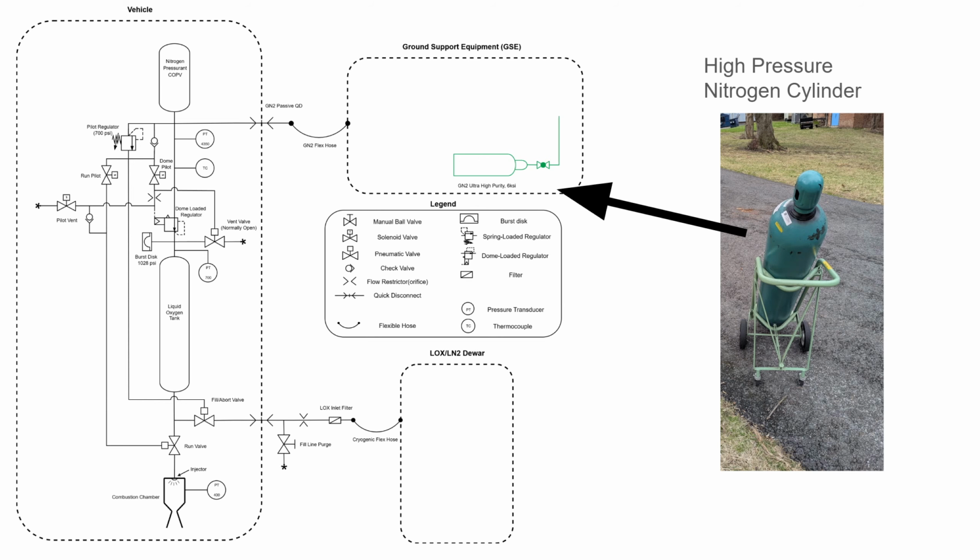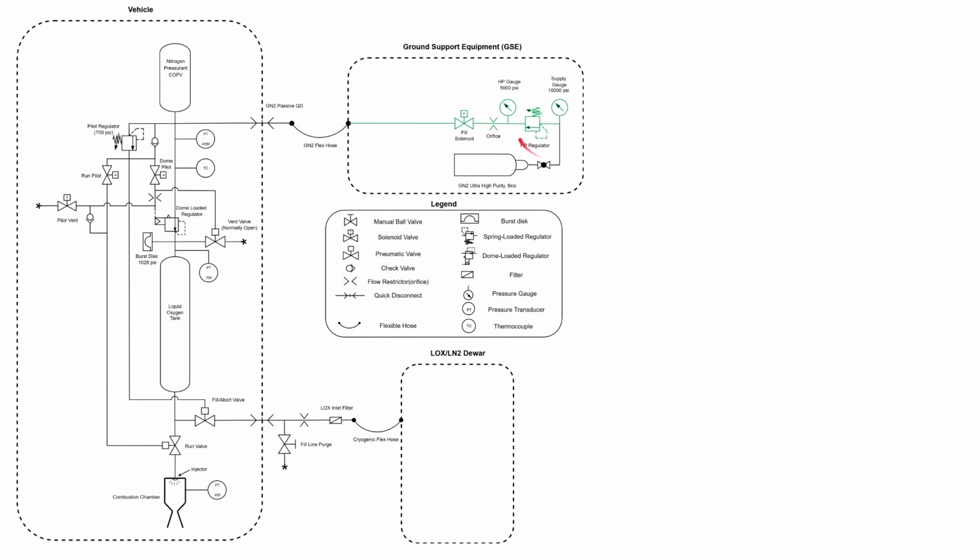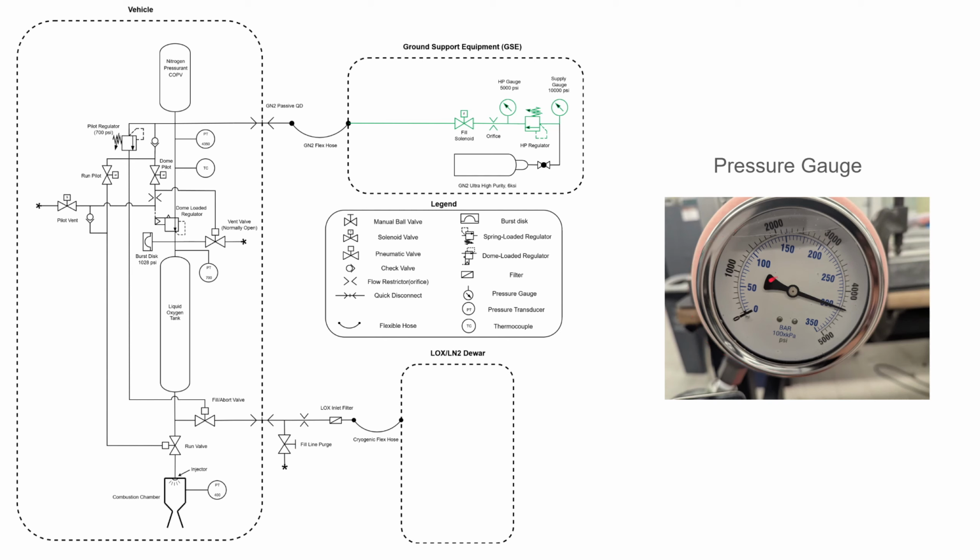pressure we need. To do that, we have a high pressure spring-loaded regulator. And we also need 2 gauges, one on either side, to monitor it as we adjust the values. And the gauges look something like this, just physical readings of the pressure.